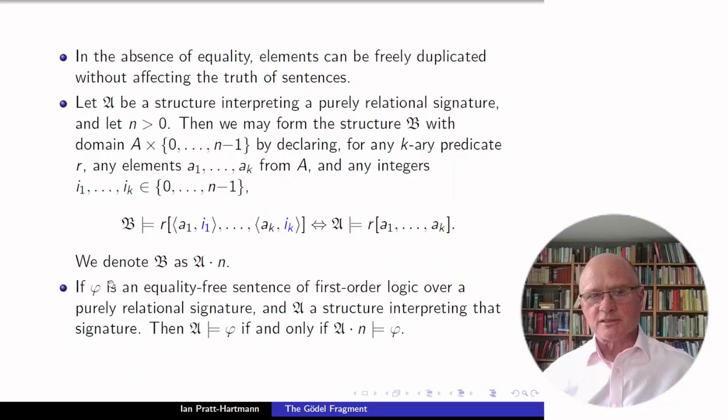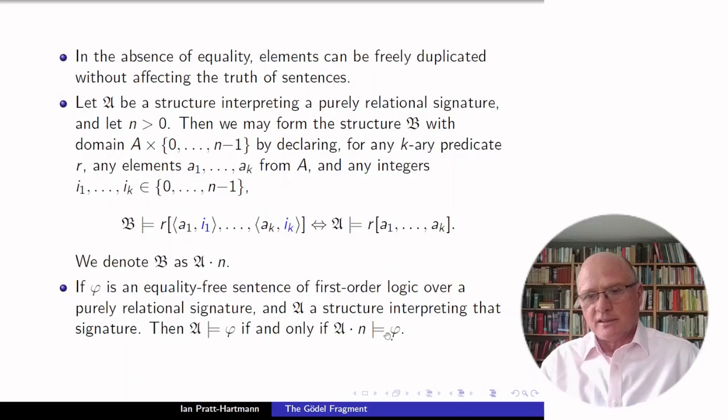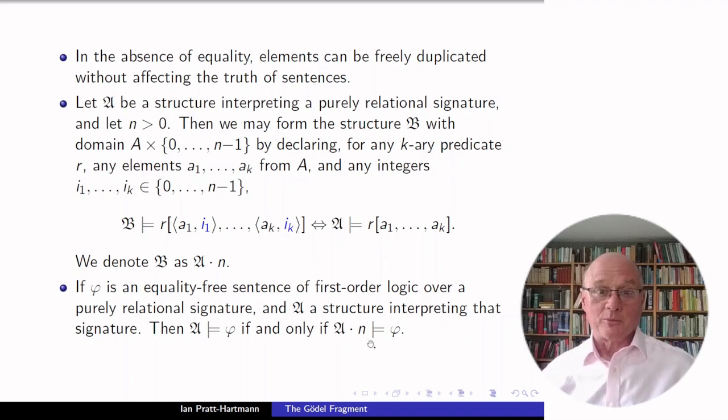And it's easy to show that if phi is an equality-free sentence of first-order logic over a purely relational signature, and A is a structure interpreting that signature, then A makes phi true if and only if the n-fold copy, the n-fold multiplication of A, makes phi true. So you can't really tell the difference. As long as you've got no equality there, copying elements doesn't make any difference to anything. And you may, as a little exercise, want to try and write down a formula involving equality where this fails. So it's quite important that equality is not present.